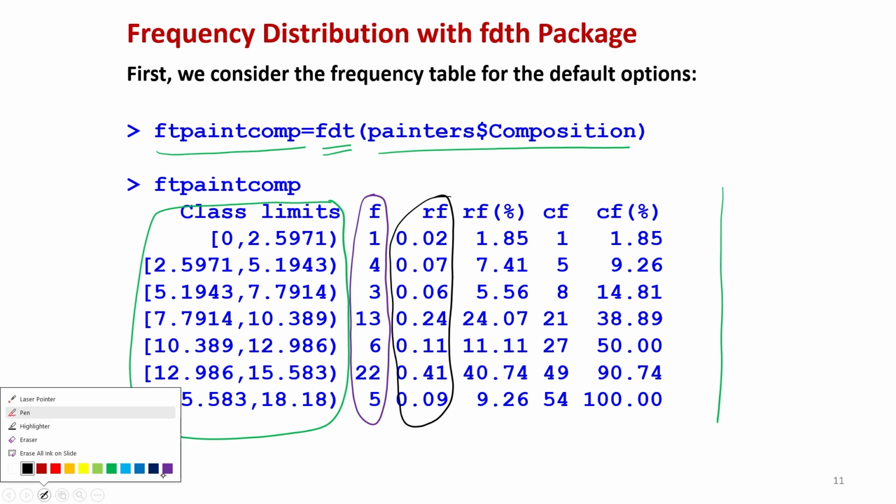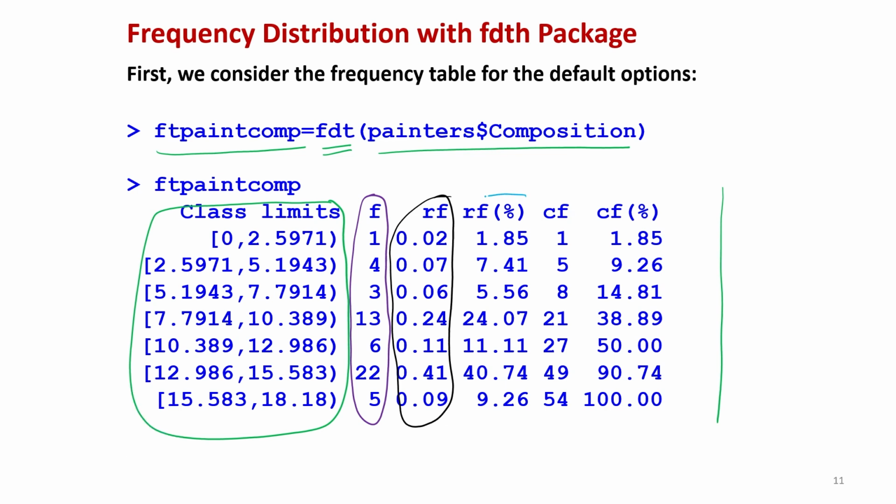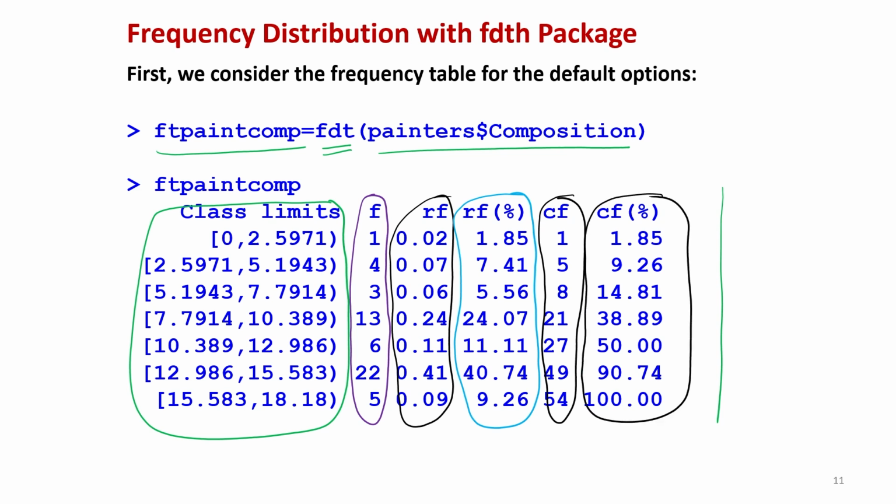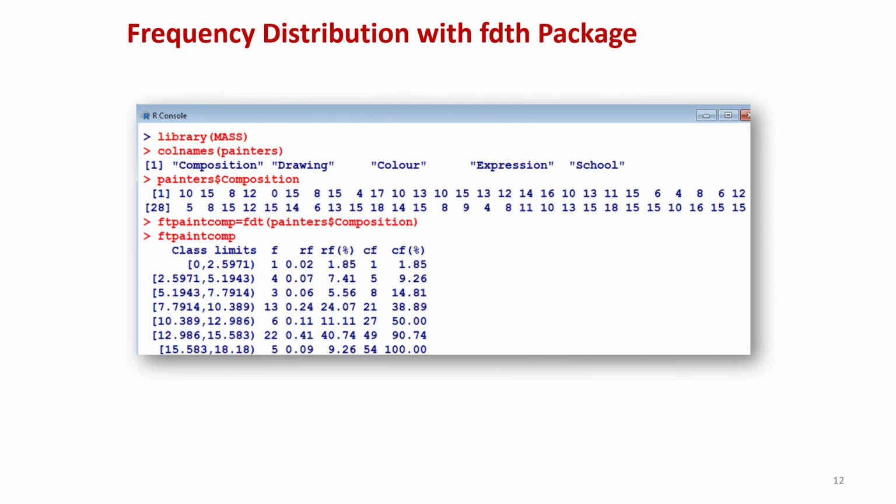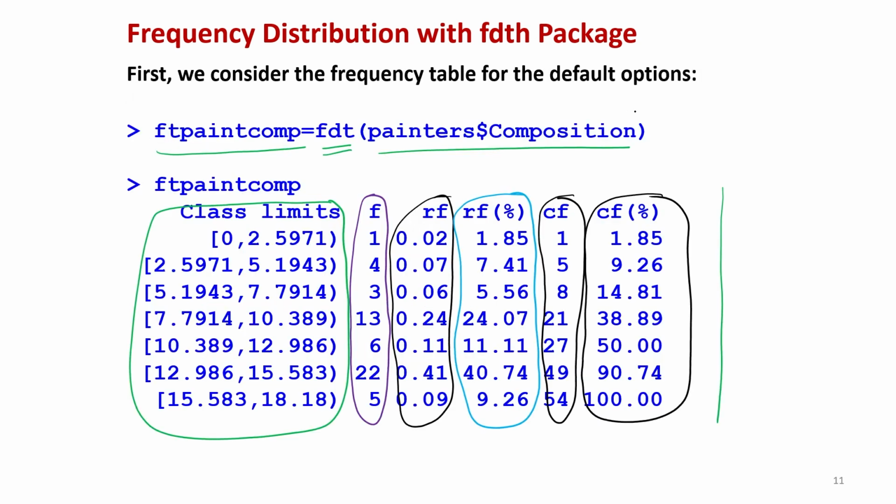Then the fourth column is relative frequency in terms of percentage. Then the second last column is the cumulative frequency, and the last column is the cumulative frequency in terms of percentage. So this is the same interpretation as you did earlier. There is nothing new in this case. The only thing is you have to learn how to interpret it. And this is the screenshot of the same operation, right? But in this case, I have used the built-in default options.